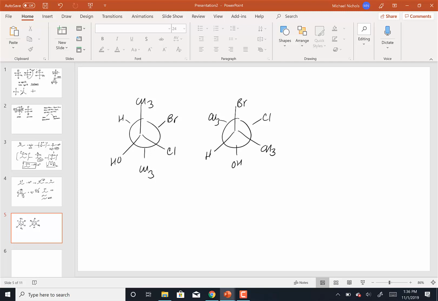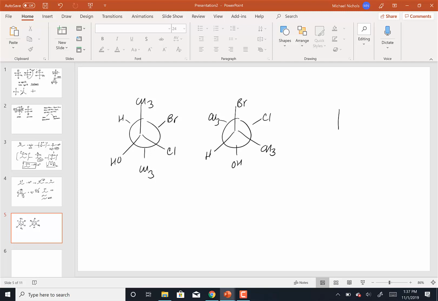So a couple of ways you can line them up. You could convert these Newmans into sawhorses or Fishers, or we could just convert them into another Newman. So for instance, the Newman is this pointing at you. What I need to do is rotate it so that the back carbon is towards you. So if this is my Newman projection, I need to do one of two things. I can do this, or I can do this. I can just rotate it, or I suppose I could flip it.